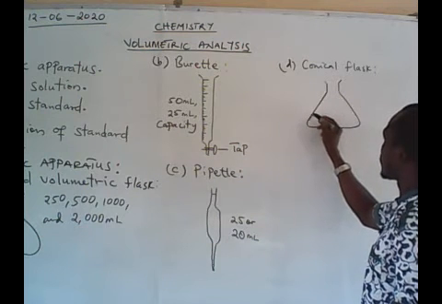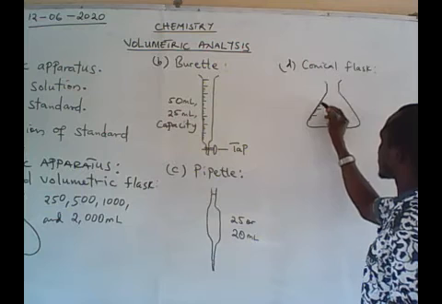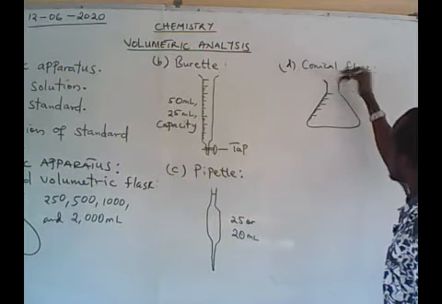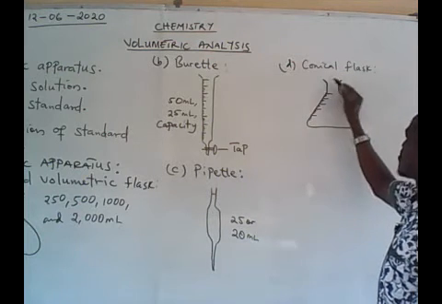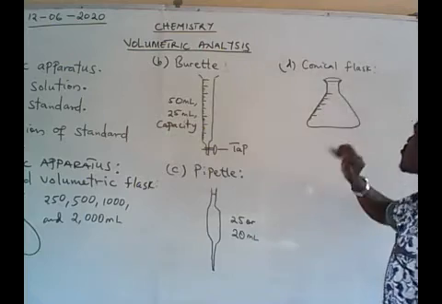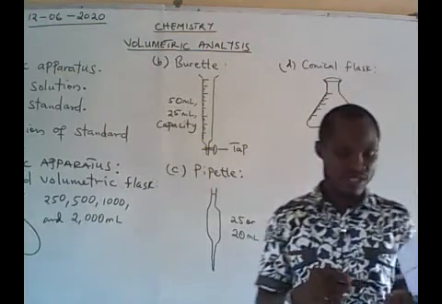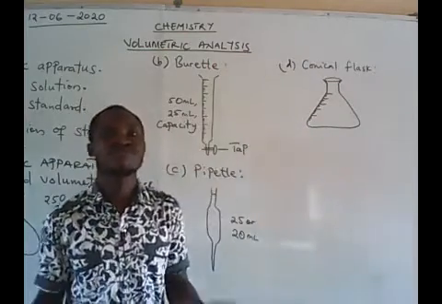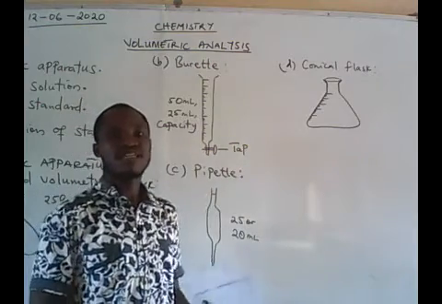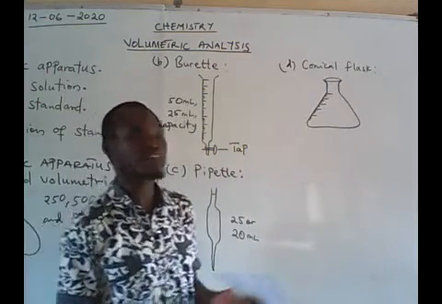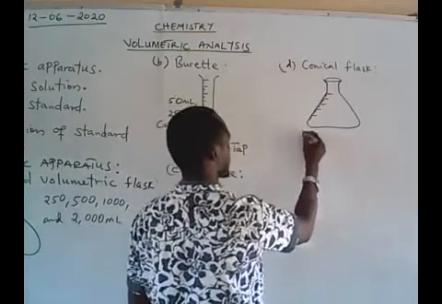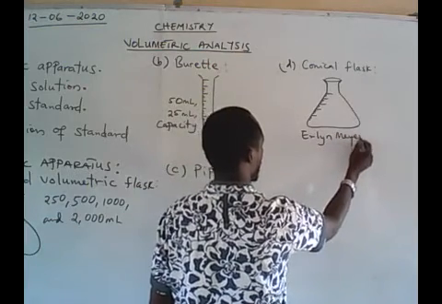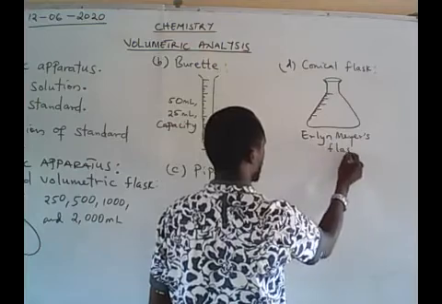It is also graduated like this. So mostly we have different types which serve different purpose and operation here. So you can have this very particular one available in the chemistry lab, which we use also for volumetric analysis. So the conical flask is also known as Erlenmeyer's flask. Okay, Erlenmeyer's flask, that is another name for it.